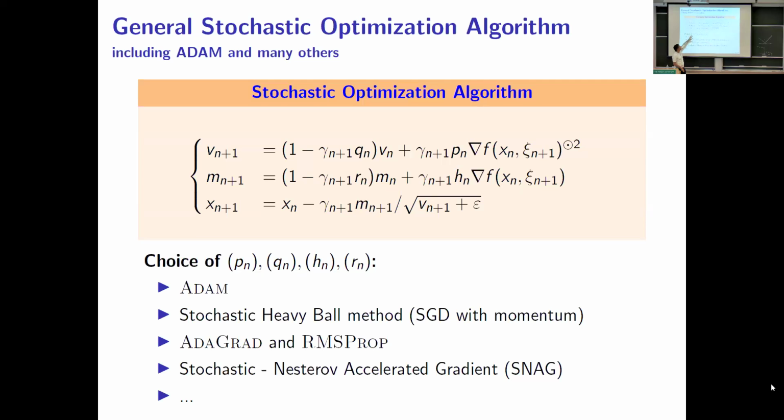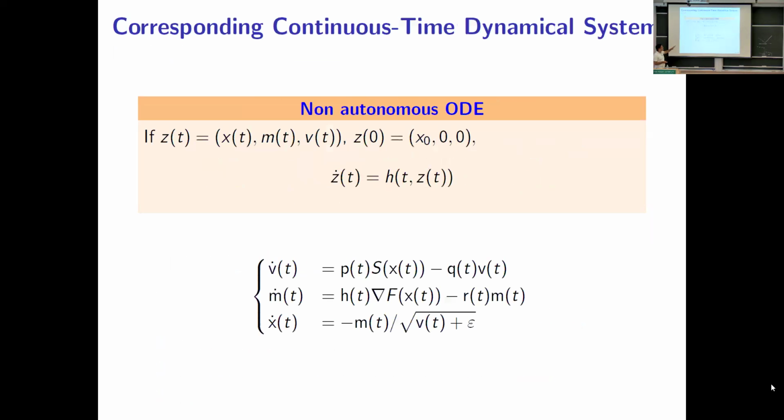And here in this algorithm, as you see, if you choose the different sequences I introduced here, Pn, Qn, Rn, and Hn in some way, we recover several algorithms: SGD with momentum, Adam, Adagrad, RMSprop, which are also very famous, and some other algorithm like stochastic Nesterov accelerated gradient. So for this class of algorithms, we can apply our framework. We come up with a non-autonomous ODE for that, which actually explains the behavior of those algorithms.